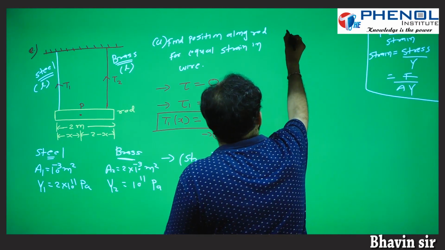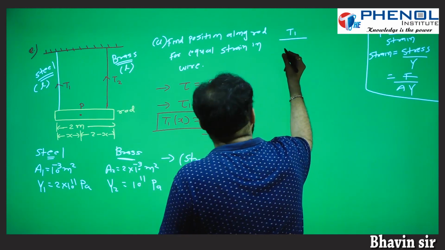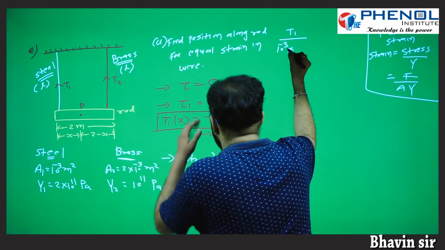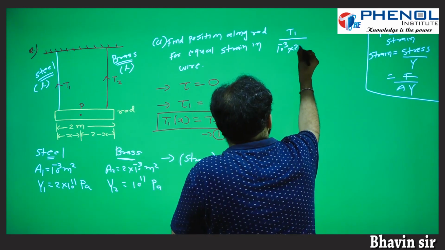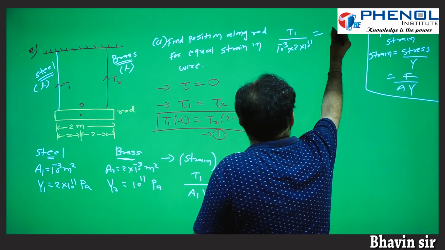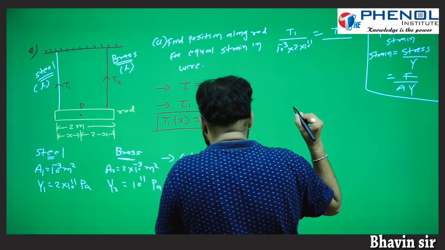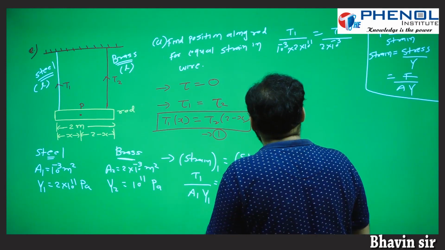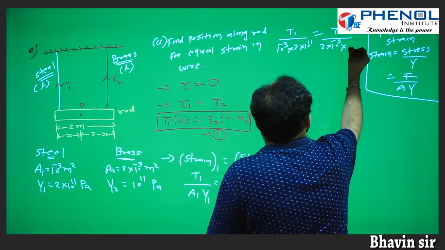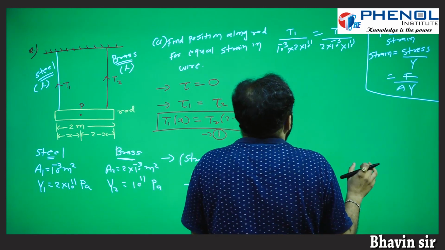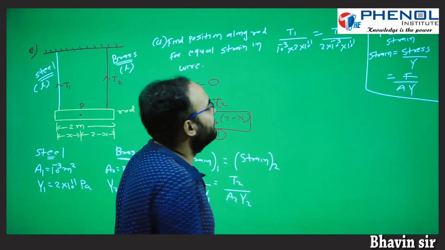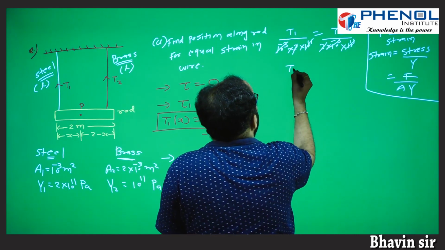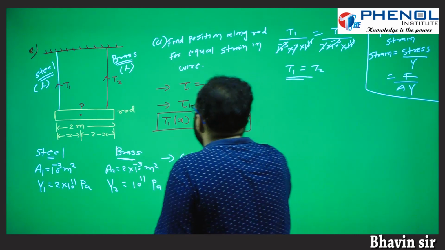So what is the area of the first wire, the steel wire? 10 raised to minus 3. What is its Young modulus? 2 into 10 raised to 11. Now the same, what is the area? 2 into 10 raised to minus 3. And what is its Young modulus? 10 raised to 11. So all the things are cancelled. 10 raised to minus 3, 10 raised to minus 3 cancel. 2 cancel, 10 raised to 11. So T1 equal to T2.